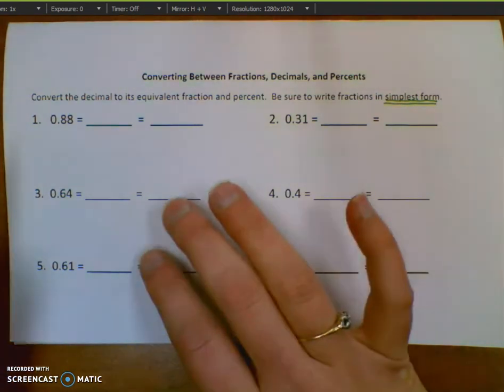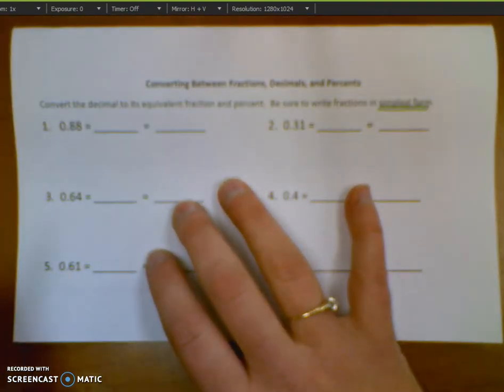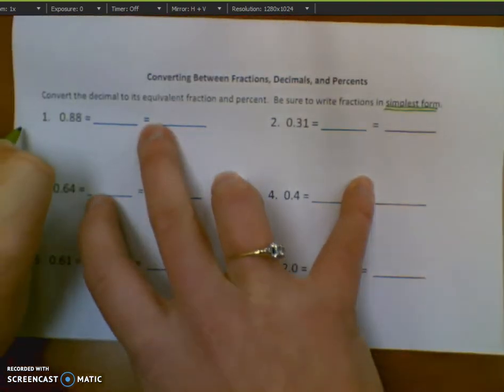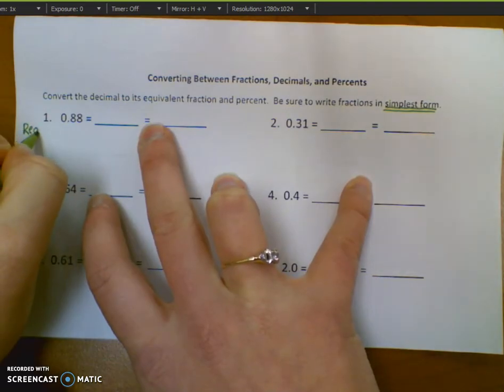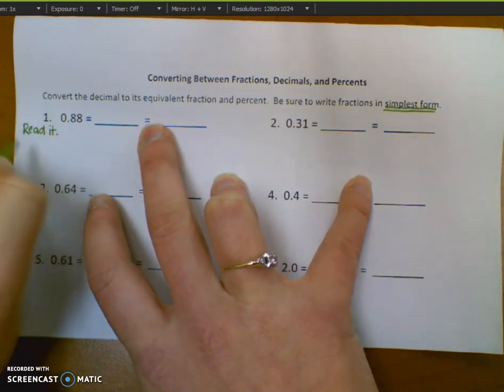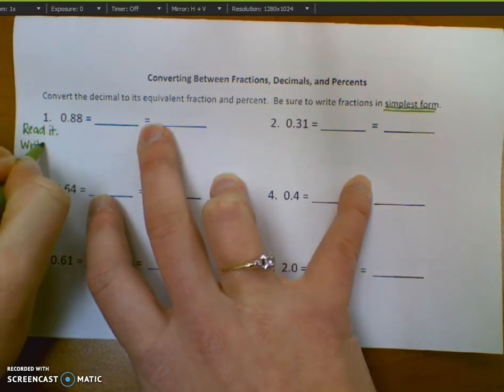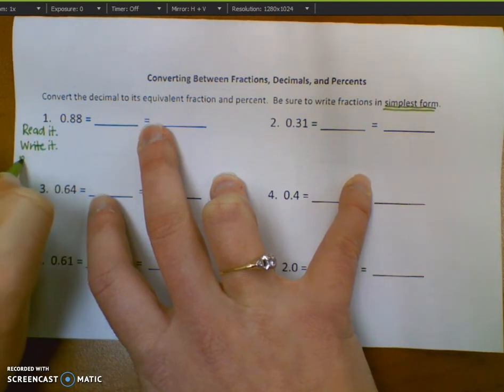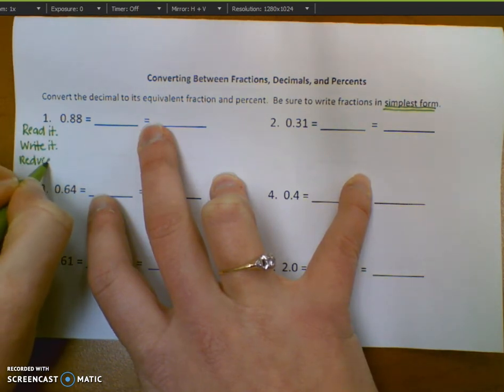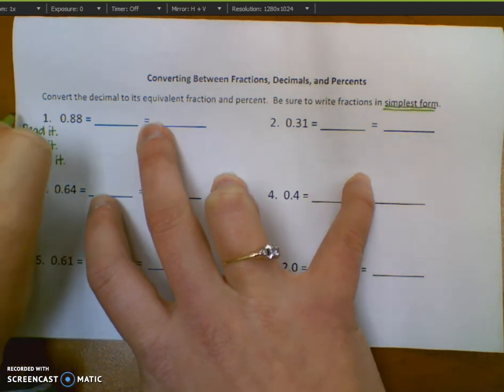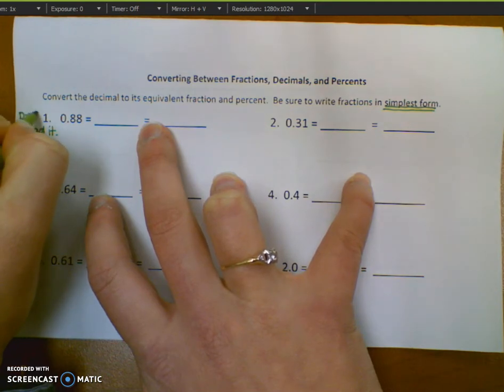So when I take a decimal and write it as a fraction, I'm going to read it, write it, reduce it. So decimal to fraction: read it, write it, reduce it. And that's a decimal to a fraction.